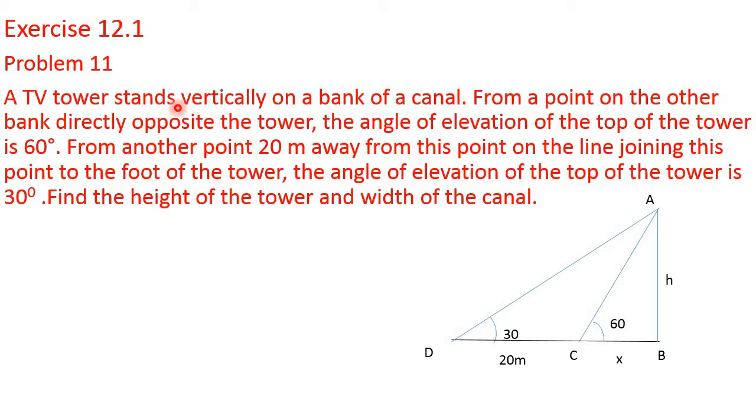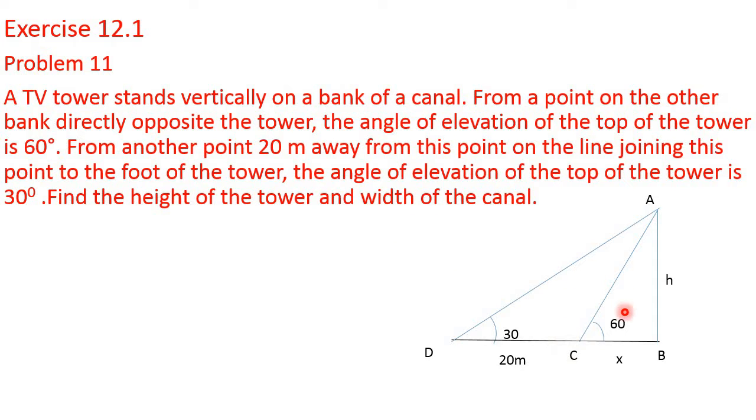A TV tower stands vertically on a bank of a canal. From a point on the other bank directly opposite to the tower, the angle of elevation of the top of the tower is 60 degrees. From another point 20 meters away from this point on the line joining this point to the foot of the tower, the angle of elevation of the top of the tower is 30 degrees. Find the height of the tower and width of the canal.